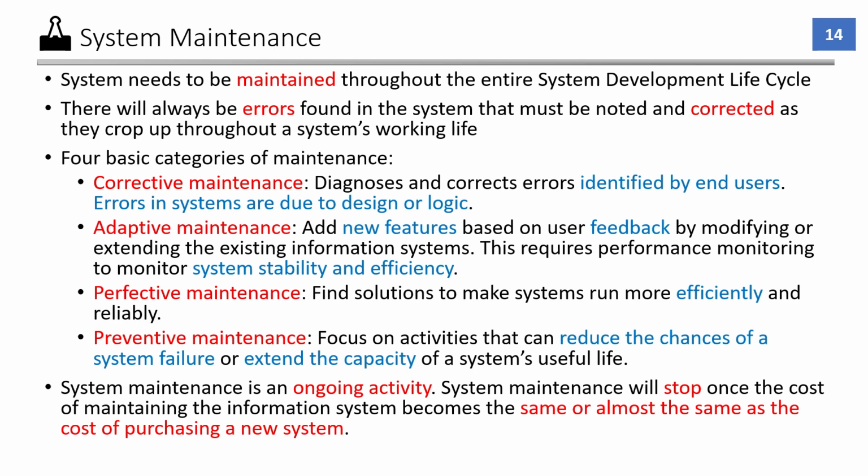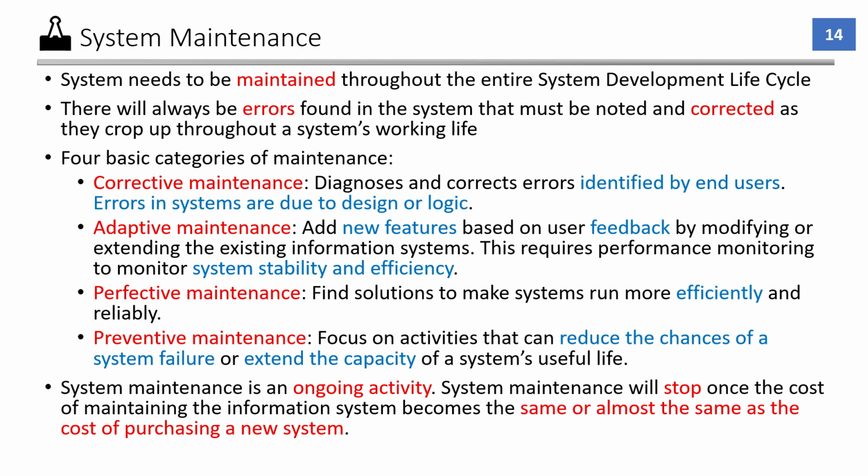System maintenance is an ongoing activity that takes place throughout the entire system development lifecycle. After a system is implemented, it does not remain perfect forever. Errors will always appear, and these errors must be identified and corrected as the system continues to be used over time. There are four main types of system maintenance. Corrective maintenance focuses on fixing errors that users discover while using the system. These errors usually happen because of problems in system design or logic.